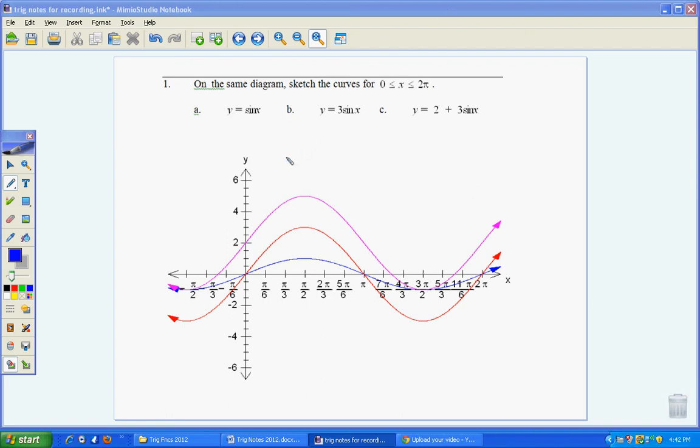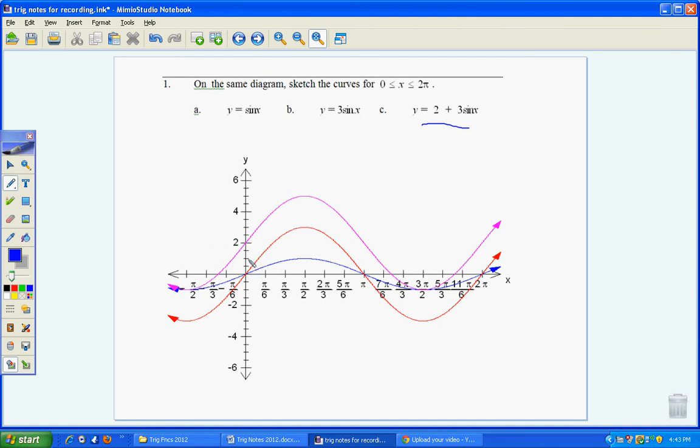In this problem, what we've got is to draw these three graphs. Now, to draw this graph, I would go through this process of drawing the first two anyway. Because it's a simple fact, I want to know what 2 plus 3 sine x looks like, I want to know what 3 sine x looks like. And to know what 3 sine x looks like, I want to know what sine x looks like. So I draw sine of x up straight away, which would be the blue one here.